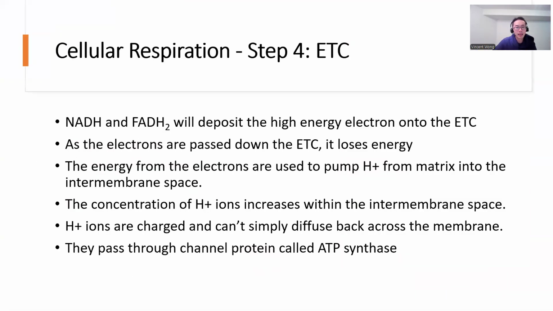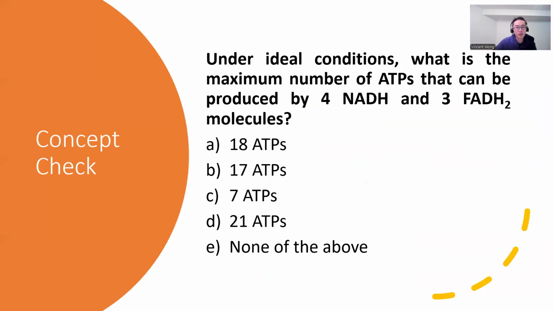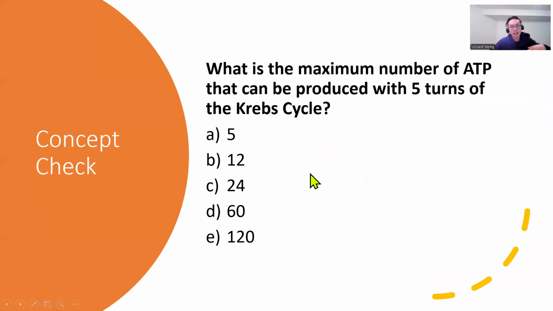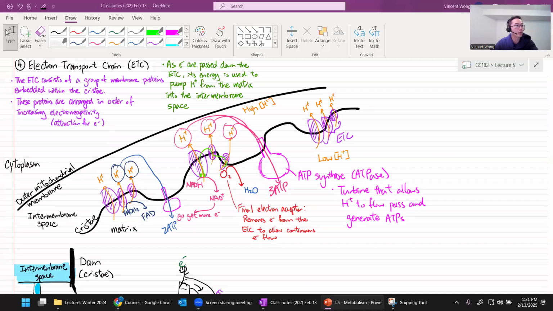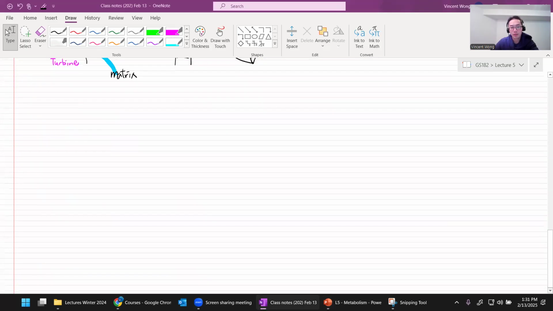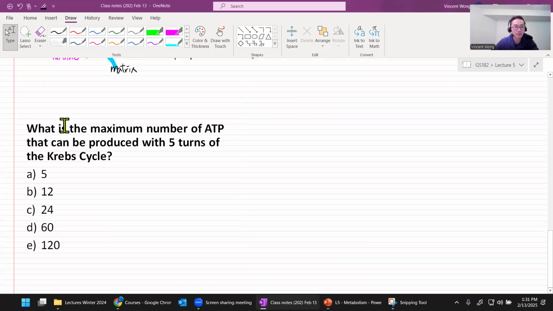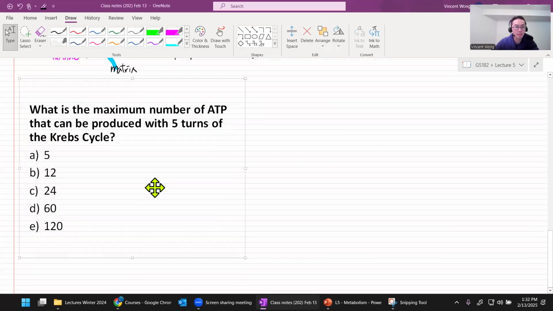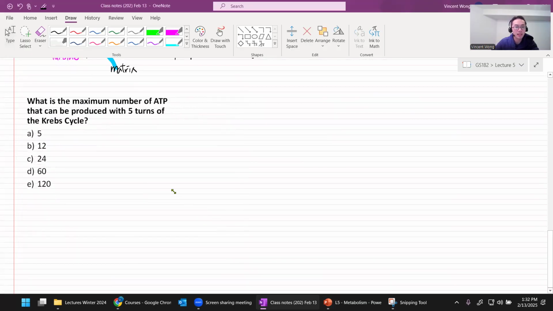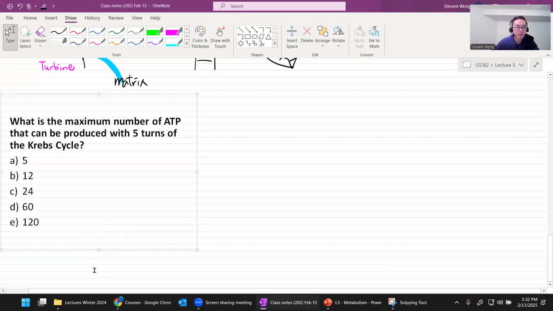I want to do this with you. There's a question here that is important. This is an important question for you to understand. Let me copy it over onto the notes. There you go. What is the maximum number of ATP that can be produced with 5 turns of Krebs cycle? Okay, I'll launch the poll.